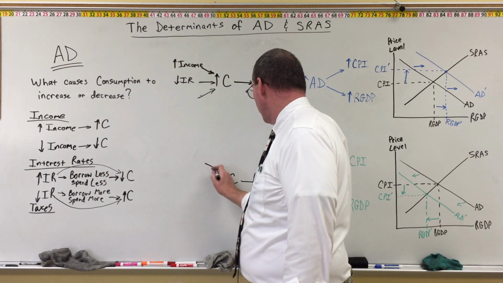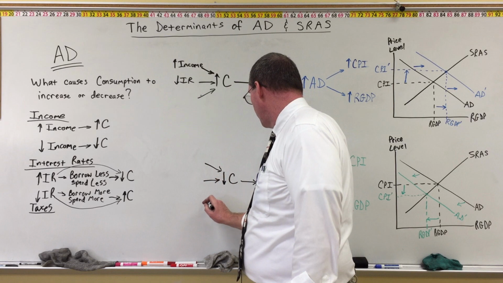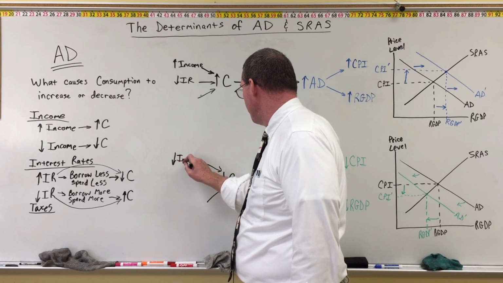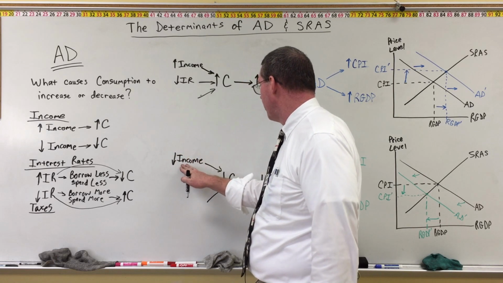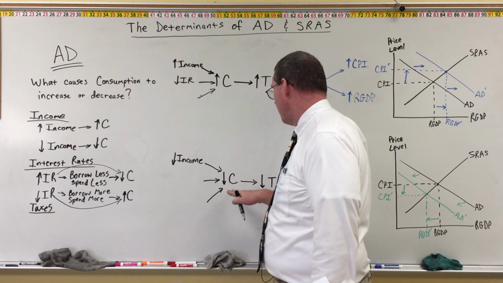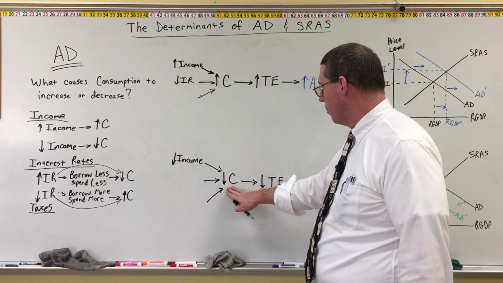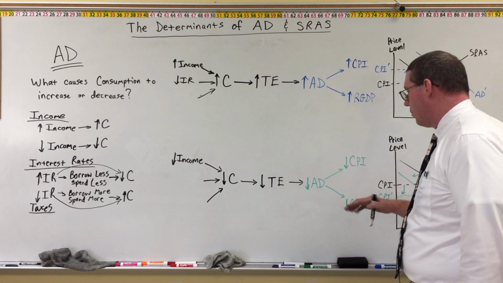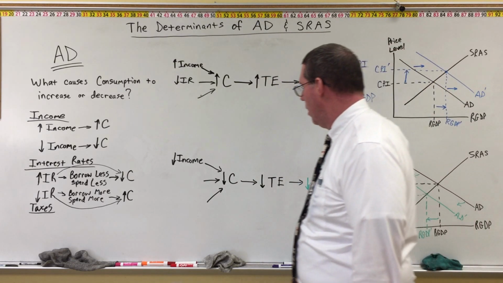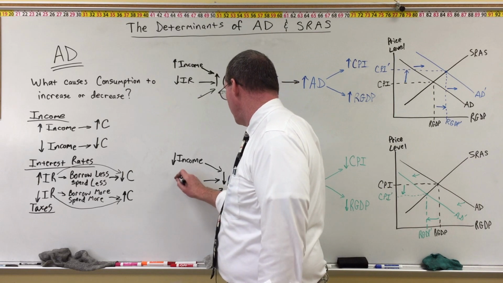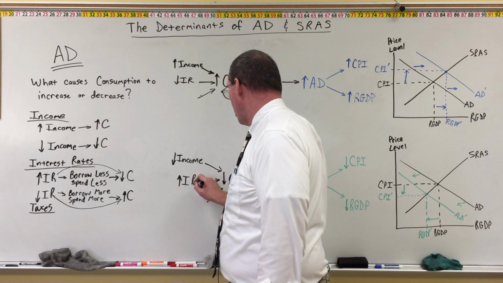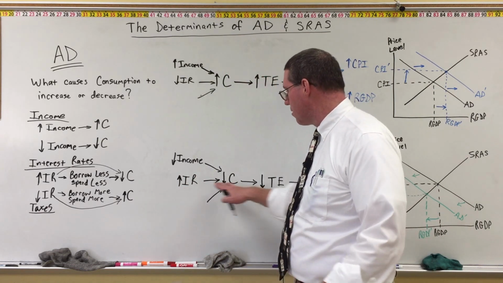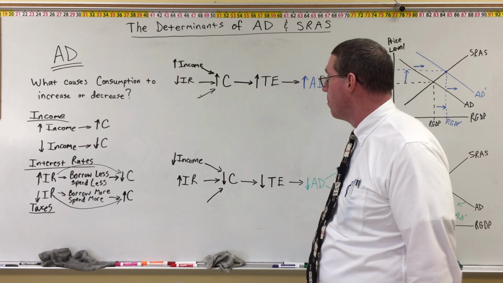On the other hand, down here on a decrease in consumption, we'll do 3 arrows. First one is a decrease in income. When people have less money, when they're taking home less money from their job, they're going to spend less money. So consumption will decrease, total expenditure will decrease, aggregate demand will decrease, CPI and real GDP will also decrease. Another thing that will lead to a decrease in consumption is an increase in interest rates. When it costs more money to borrow money, people are going to borrow less, spend less, and that's a decrease in consumption, decrease in total expenditure.